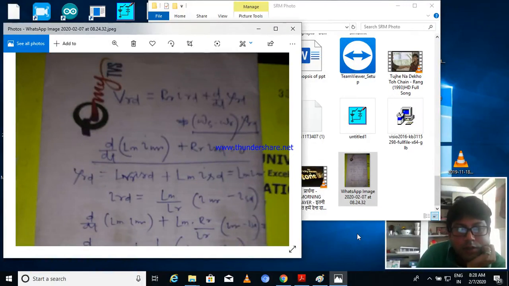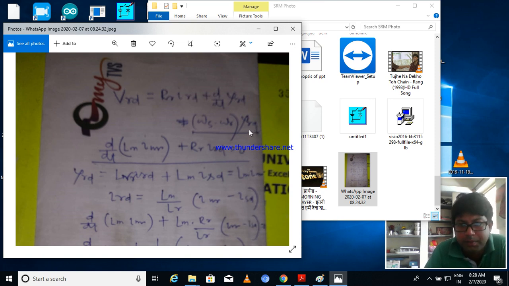Okay. Good morning. So now we are going to establish the flux loop of the vector control. As we know, VRD, that is the rotor voltage on the direct axis of the synchronous rotating reference frame, is equal to the rotor resistance times the current, that is RR into IRD, plus d/dt of psi RD, that is the rate of change of rotor flux, plus minus (omega s minus omega r), that is the slip, because it is the rotor side, into psi RQ.